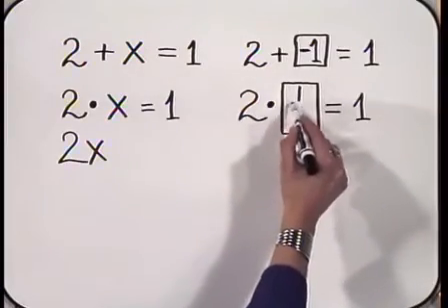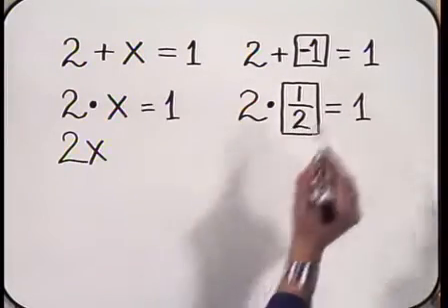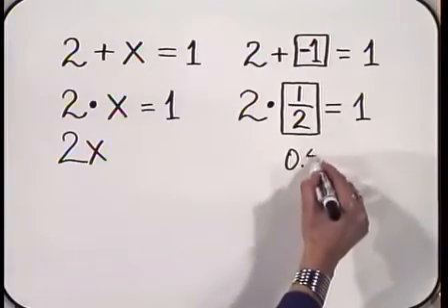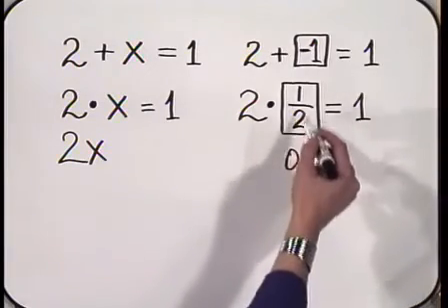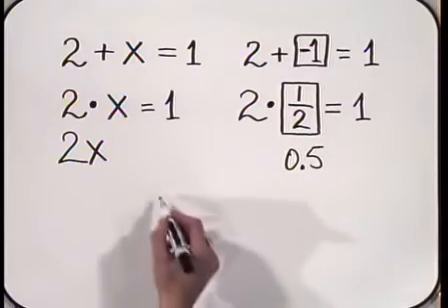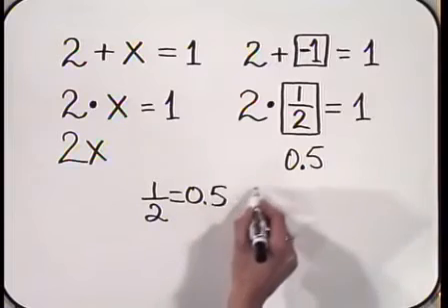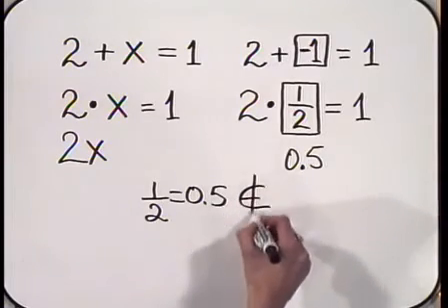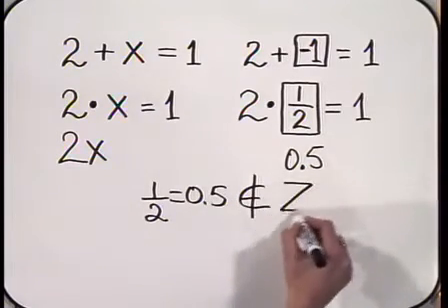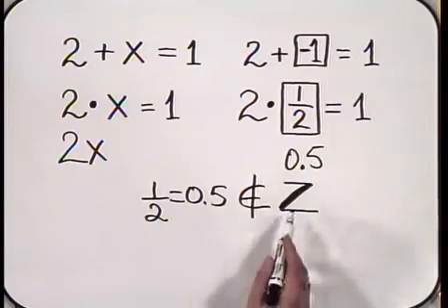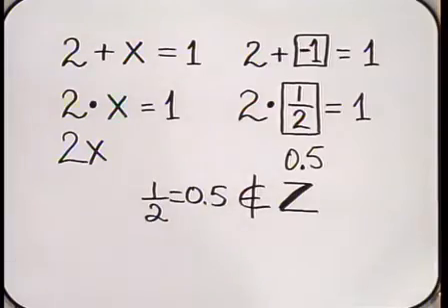If I take 2 halves, I get 1. Another way of writing the half is 0.5. But whether we write it 1/2 or 0.5, the number 1/2, which is the same as 0.5, is not a member of the set Z. Well, what does that mean? That means that we need new numbers once again. And that brings us to our next set of numbers called the rational numbers.